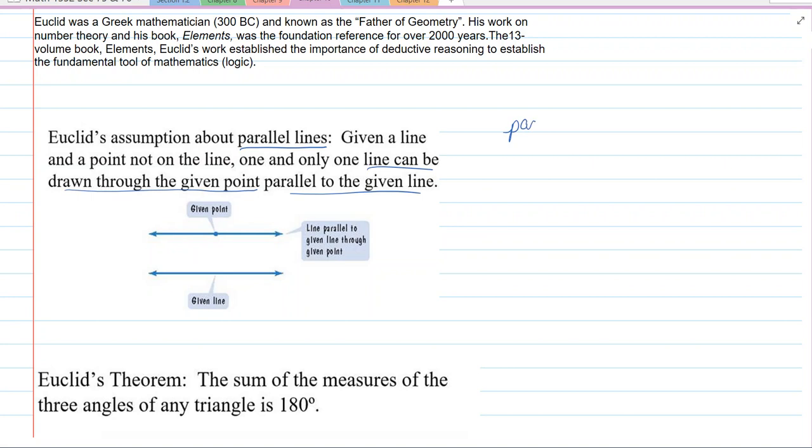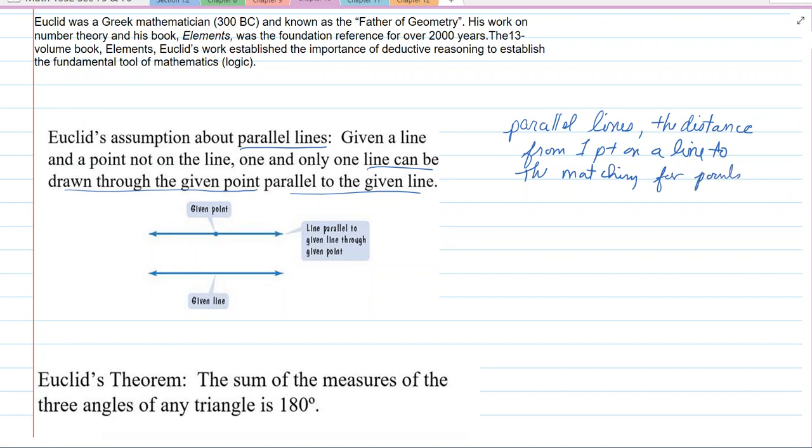Now, in parallel lines, according to Euclid, the distance between them from one point on a line to the other matching point, or any points, is the same. So if I draw a line here, this distance equals this distance equals this distance, and so on and so on. So all the distances in between are the same, and that's why we can call them parallel lines.